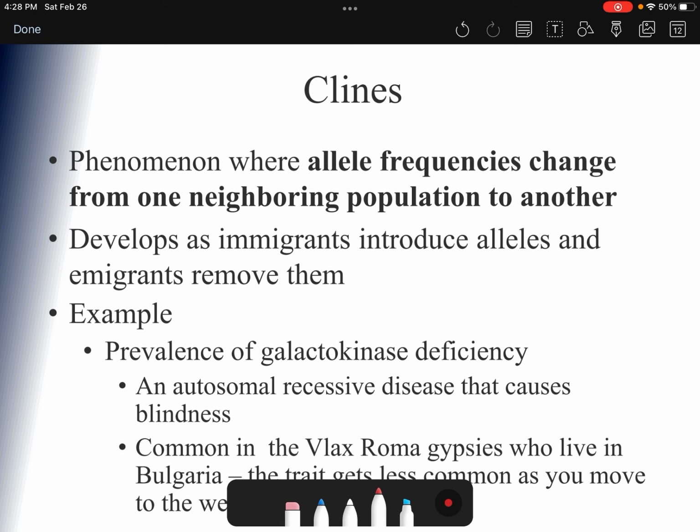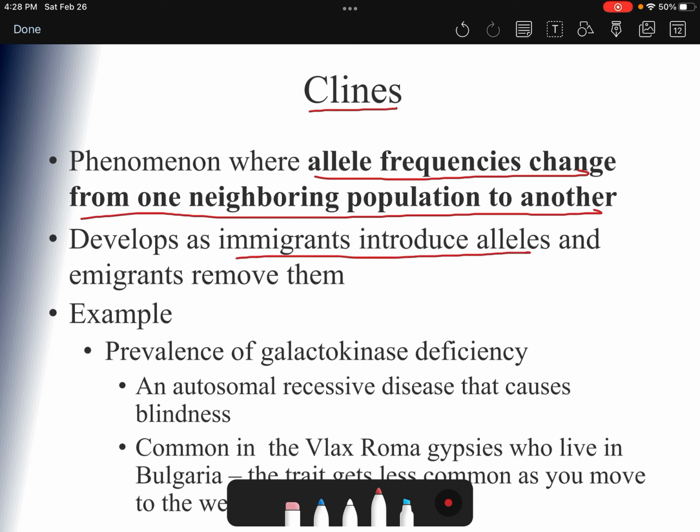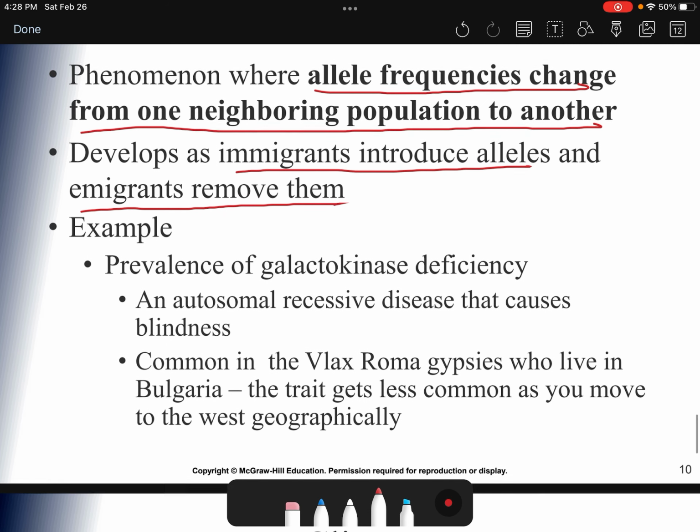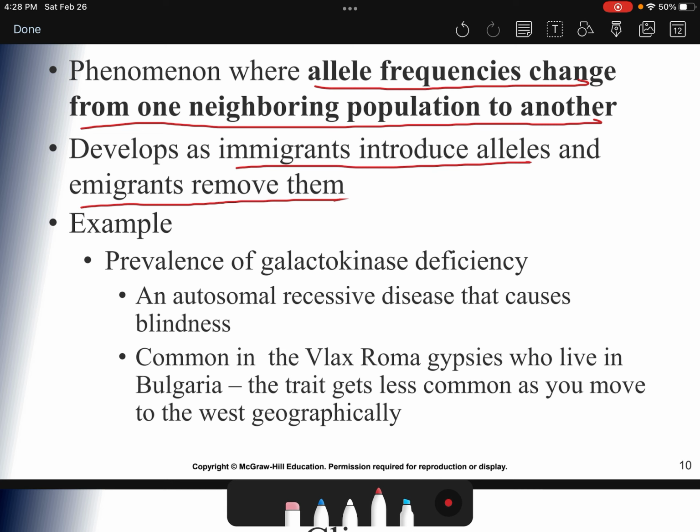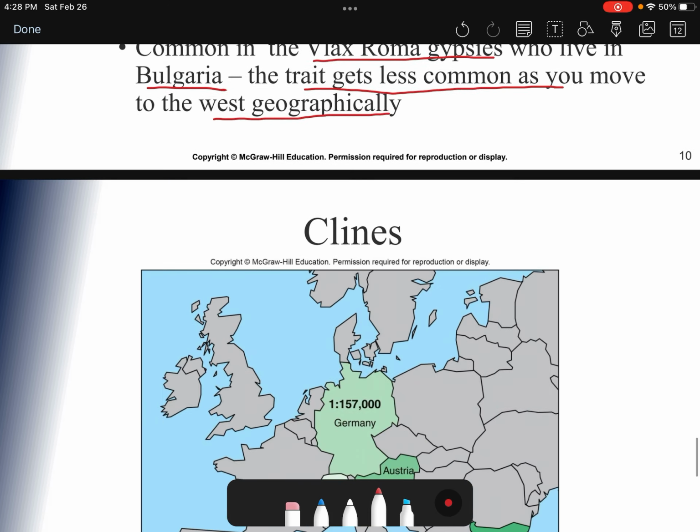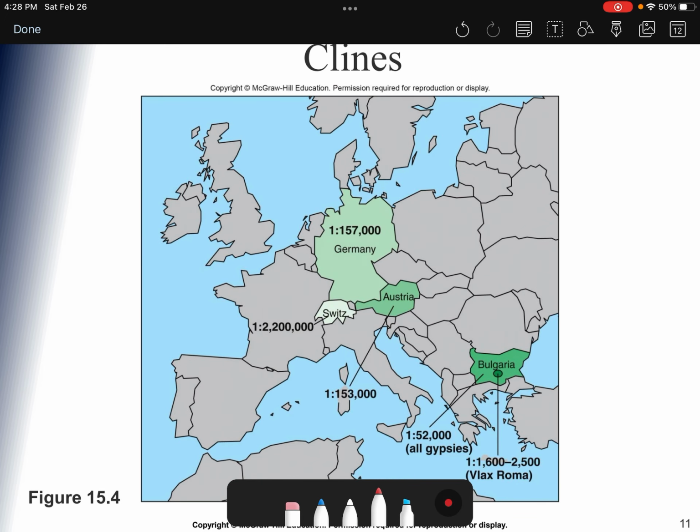Related to migration is the idea of a cline. A cline is a phenomenon where the allele frequencies change from one neighboring population to another. So as immigrants introduce their alleles and emigrants remove them, that's going to change the allele frequencies from one population to another. An example of this is galactokinase deficiency. It's an autosomal recessive disease that causes blindness. It's common in the Vlax Roma gypsies who live in Bulgaria, but the trait gets less common as you move west geographically. So again, as the neighboring populations, it can change.